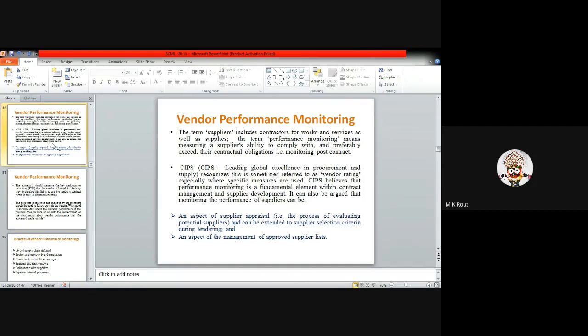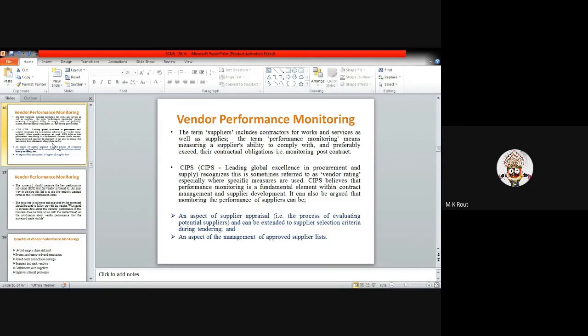The term performance monitoring means measuring the supplier's ability to comply with, and preferably exceed, their contractual obligations, that is, monitoring post-contract. Here, as far as leading global excellence in procurement and supply that is CIPS recognized, this is sometimes referred to as vendor ratings, especially where specific measures are used.